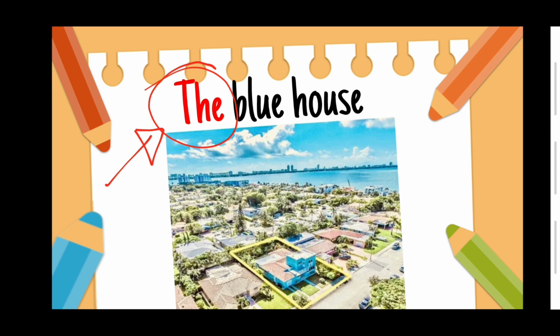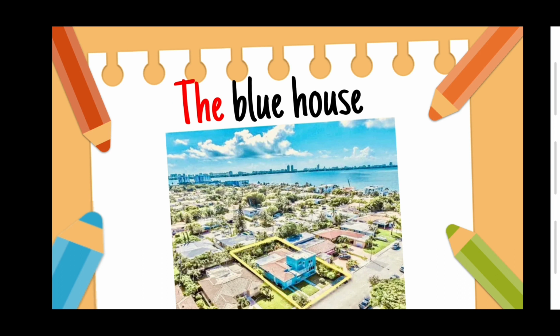Okay, so we have the blue house, and in this case, can you see the picture? It's very specific because, as you can see, it's the only blue house. We have a lot of houses here, but only this one is blue. That's why we use the. Okay, because we are talking about a specific thing, the blue house. If we eliminate blue and if we eliminate the, then we have to say a house. Okay? But in this case, we are talking about the blue one.